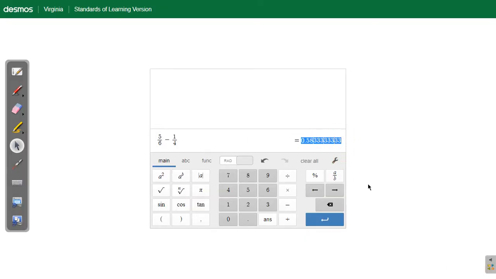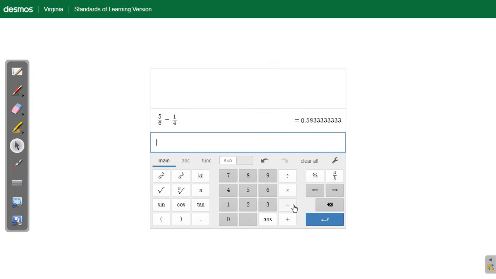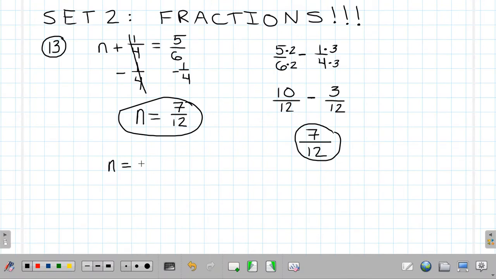okay? But you have to be very clear with this: if you give me an answer that's a decimal, that should be a fraction, okay? So for this answer right here, you have to give me the entire decimal, meaning you have to give me the 0.583, and then you have to do either one of two things here.